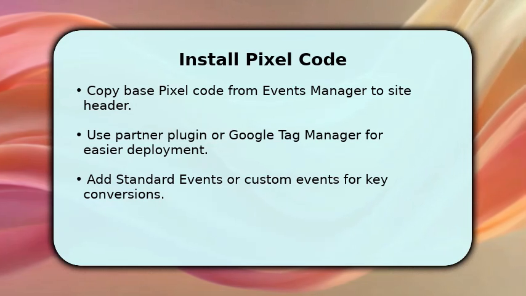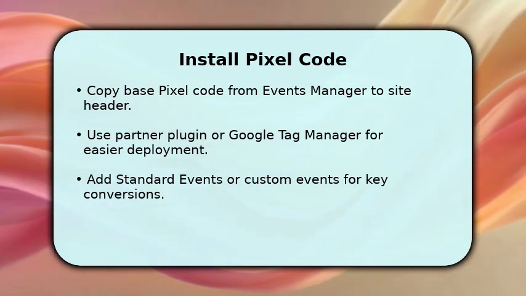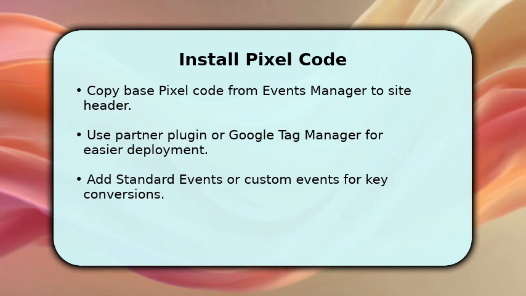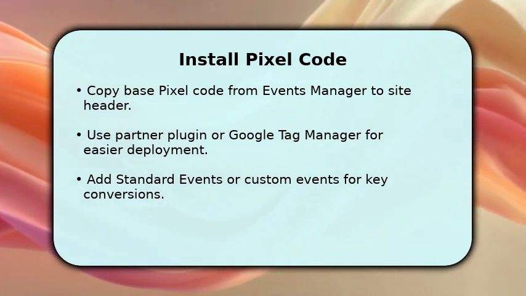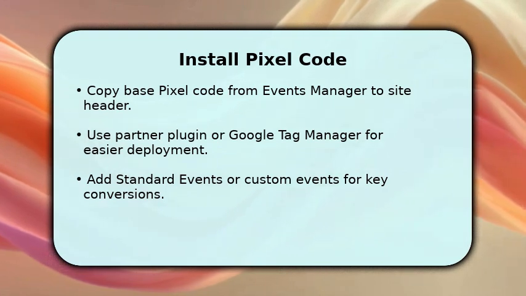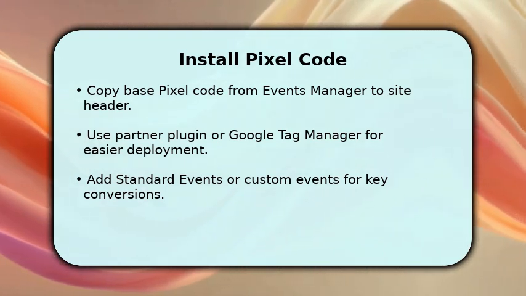You'll now install the base pixel snippet into your site header so every page can send page view data. Paste it immediately before the closing head tag. If you use a CMS, opt for a partner integration or Google Tag Manager to inject the code and simplify updates.